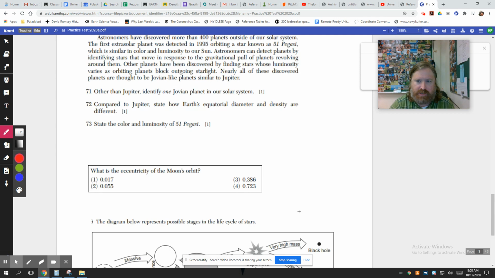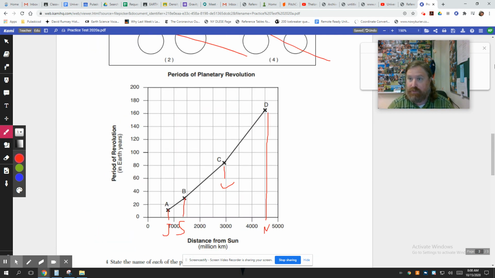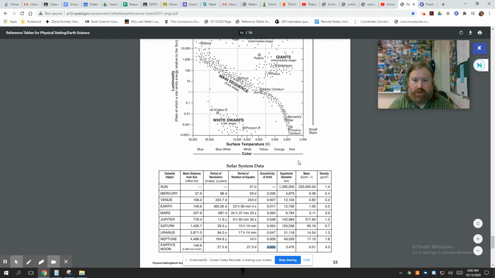Boom, boom. That's it. If you can do that, play with these reference tables a bit, know your couple of things, you're going to be sitting pretty tomorrow.